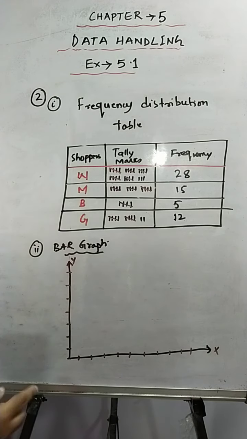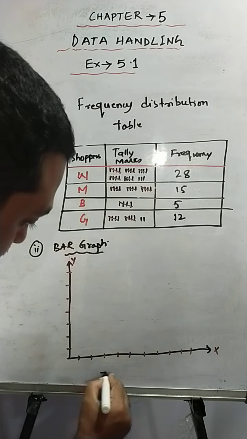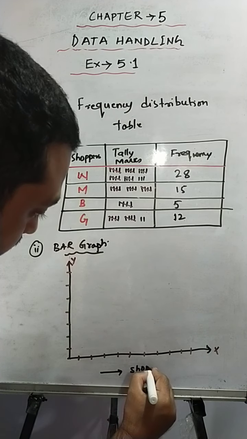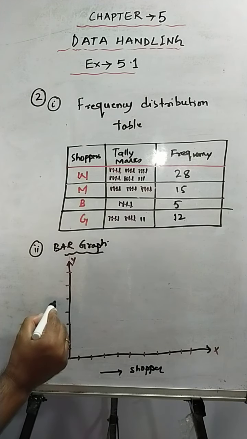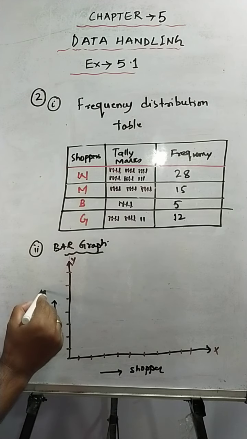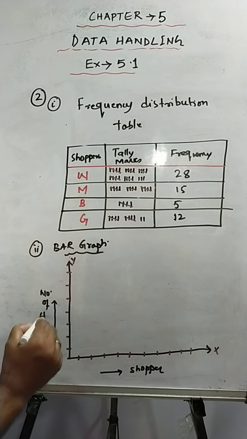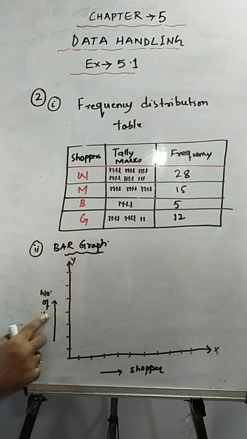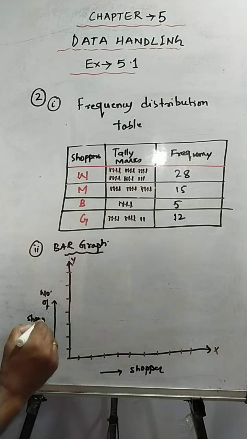Okay, now this X axis will be considered as shoppers. You have to write it down, and this vertical line will be considered as number of shoppers. So this Y line represents number of shoppers, and this X line represents shoppers. So how many groups of shoppers are there? W, M, B and G. So we'll write it here. These are the 4 groups of shoppers.